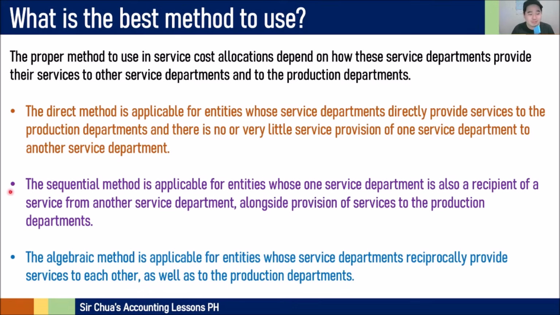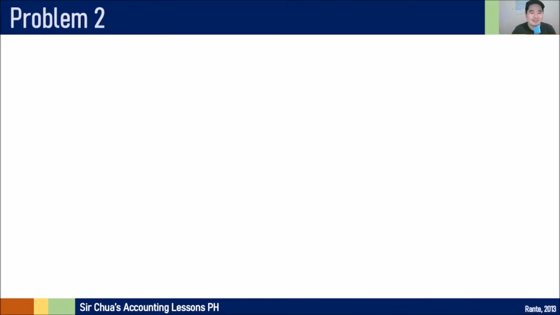So, baka pag ganun yung scenario, mas magandang mag-algebraic method ka. Okay? What we are looking for is precision dun sa ating mga i-allocate na service department ko sa production department. Yun yung magsasabi kung anong best method yung gamitin sa'yo. So, the best method to use is how it really happens in the entity. Okay. And with that, let's now try to understand it numerically.